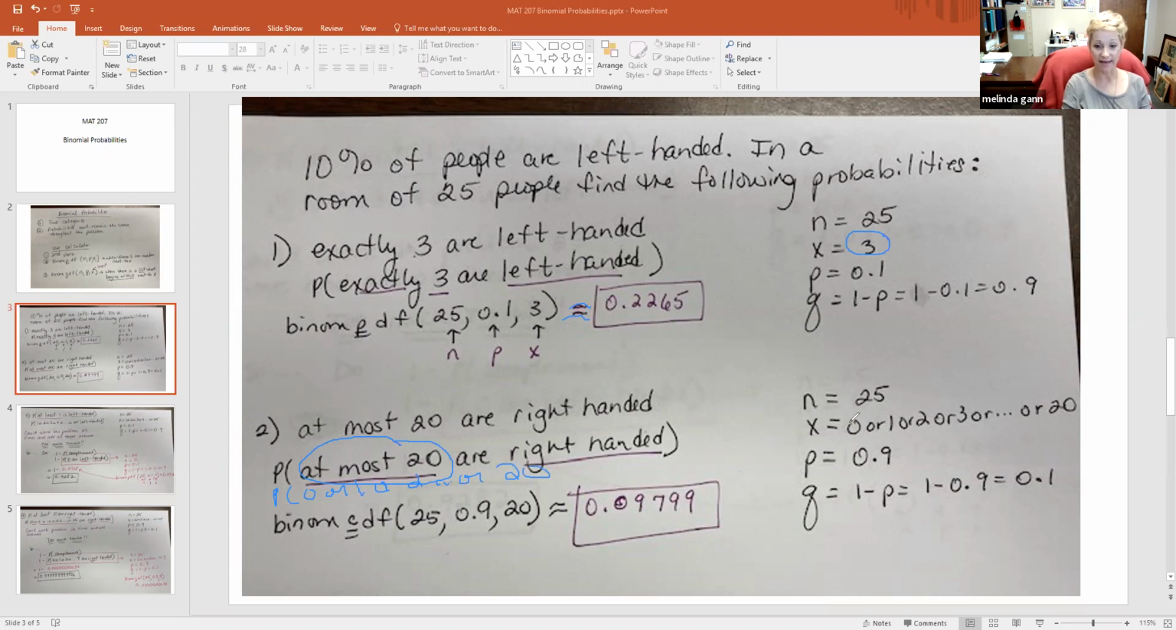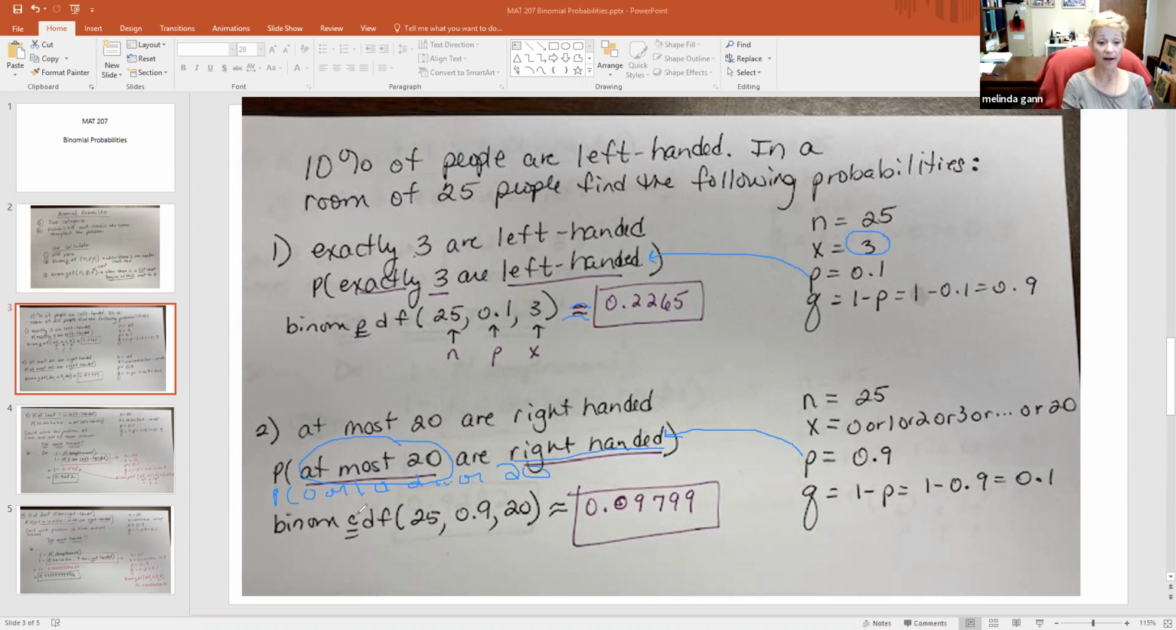So that's why next to X I have 0 or 1 or 2 or 3 or all the way to 20. Now, P's got to be the category in the parenthesis. I changed the category on you. The category in the parenthesis is right-handed. So P has to go with being right-handed now. Up here, the parenthesis said left-handed, so P went with left-handed. So P is the probability of the category in the parenthesis. So if 10% are left-handed, that means the rest 90% are right-handed. So that's where I got the 0.9, the 90%. And then Q is 1 minus P. So I'm back to the 0.1.